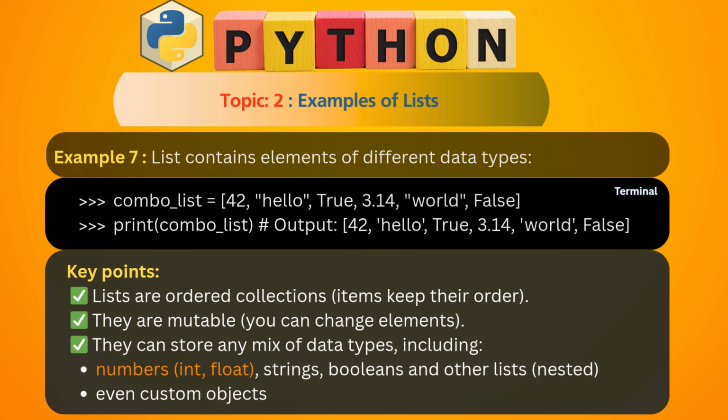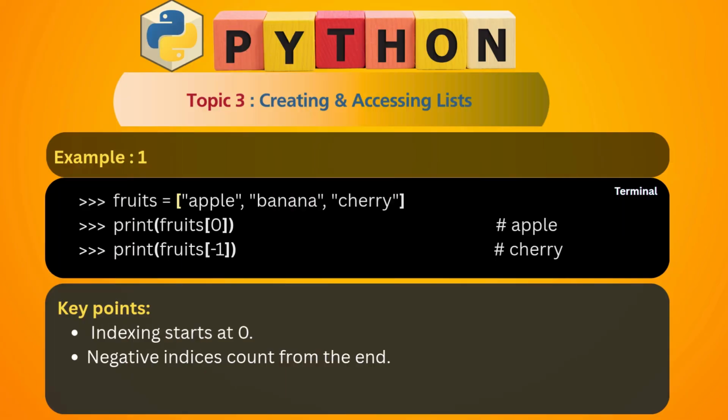A list contains elements of different data types. See the combo list. It is a combination of booleans, strings, everything. So lists are ordered collections. These are mutable. They can store a mix of data types including numbers, strings, booleans, and other lists, even custom objects.